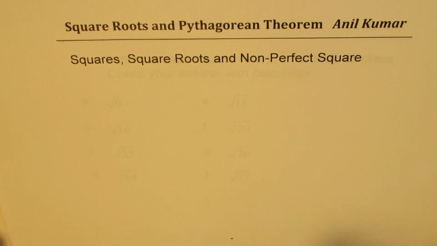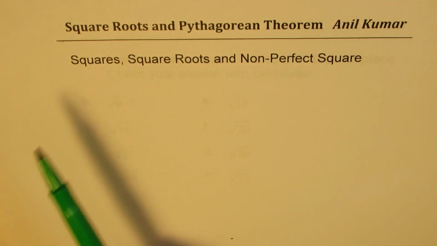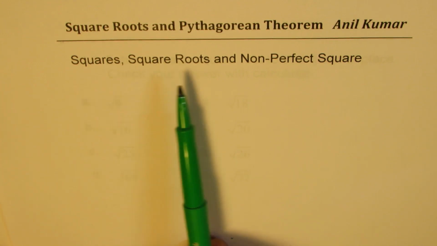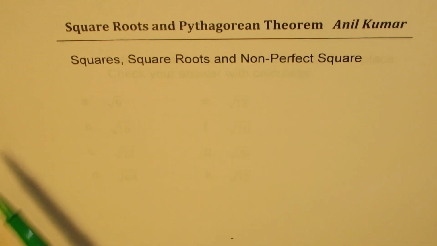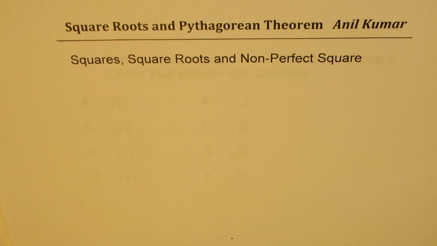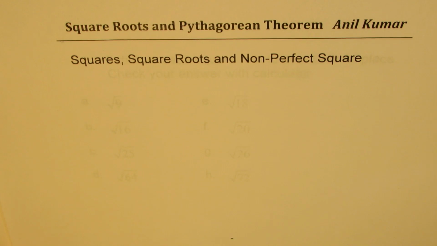So we'll begin with the topic square roots and Pythagorean theorem. I'll try to cover this in 4 videos. In the first one, we'll talk about squares, square roots and non-perfect squares. Then we'll take some questions based on this topic in the second video. In the third video, we'll talk about Pythagorean theorem, and the fourth video will be a test on the unit, square roots and Pythagorean theorem. So I hope that will help you a lot to understand all the concepts as we move along. Your suggestions are most welcome.